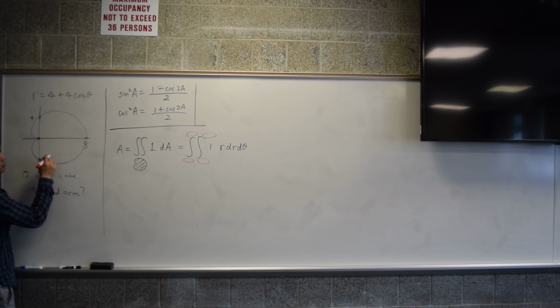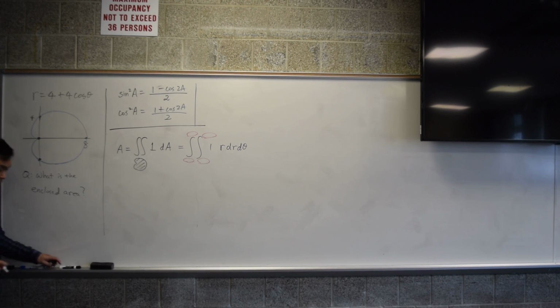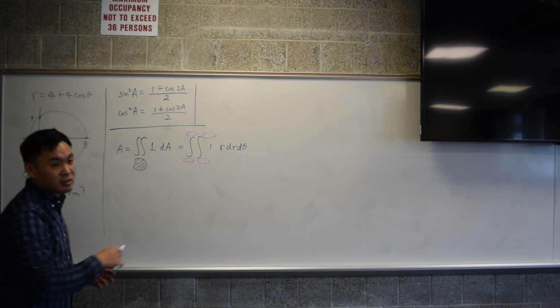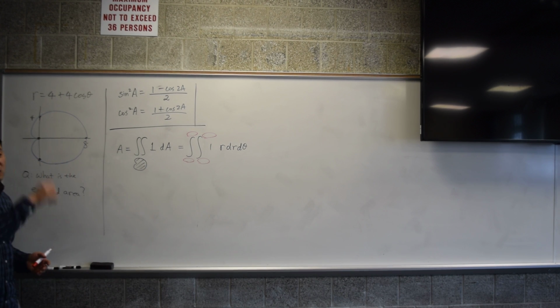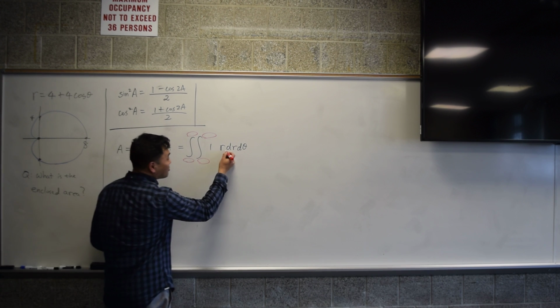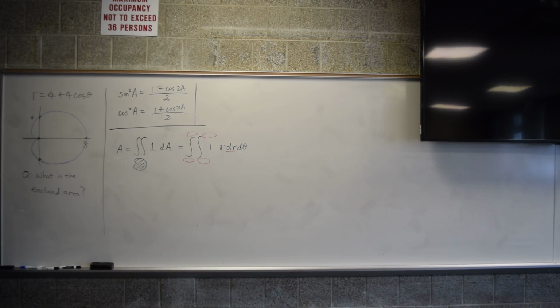In order to figure out those bounds, recall that for double integrals in rectangular form, we're using dx and dy, and I said when you have dx, you're painting rightwards. When you're using dy, you're painting upwards. That's how I explained it, right? But now we have something new. We have dr. What would that mean?